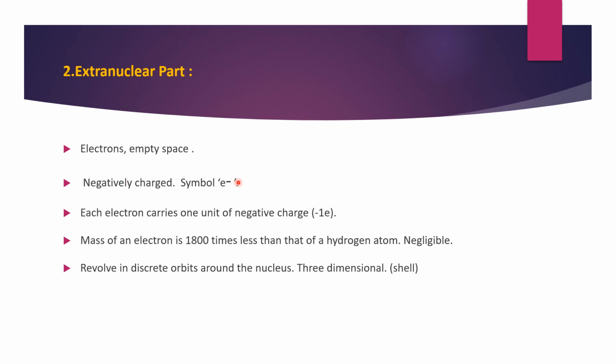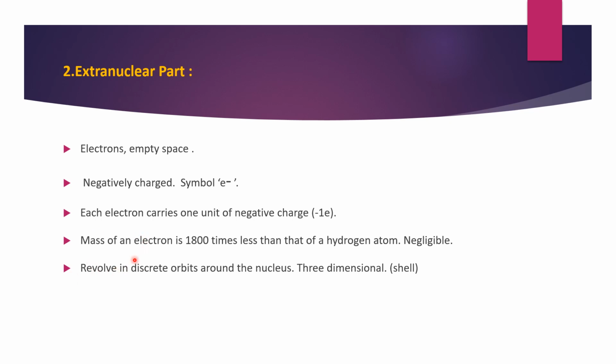The charge of an electron is negative. The symbol is e with a raised minus sign. The charge of this electron is minus 1e. The charge of a proton is plus 1e. The charge of an electron is minus 1e and is exactly the same in magnitude. What about mass? The mass of an electron is 1800 times less than that of a hydrogen atom. We have already studied that in J.J. Thomson's model. When they discovered these electrons, they had already told that the mass of an electron is 1800 times less than the hydrogen atom. So when we are considering the mass, we can say it's negligible. From the experimental and practical applications point of view, we consider the mass of electrons negligible. We can neglect it.